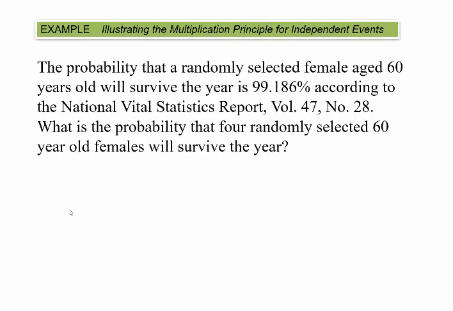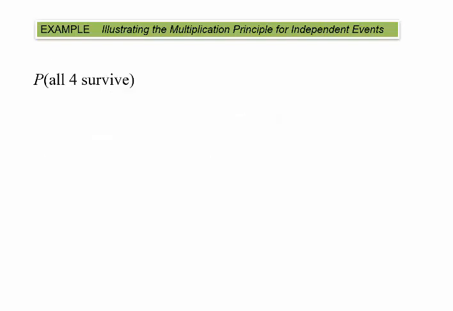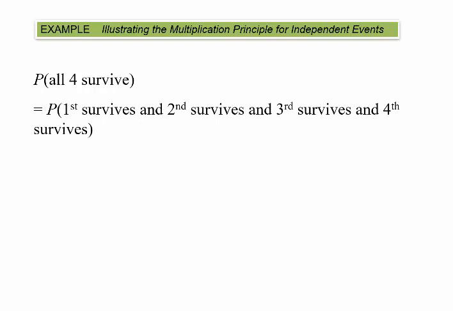So let me give you just an example on this one. The probability that a randomly selected female aged 60 years old will survive the year is, again, 99.186%. This is according to the National Vital Statistics Report. What is the probability that 4 randomly selected 60-year-old females will survive the year? All right, so it's the probability all 4 survive. Well, so this is the probability that the first survives, and at the same time the second survives, and the third survives, and the fourth survives.